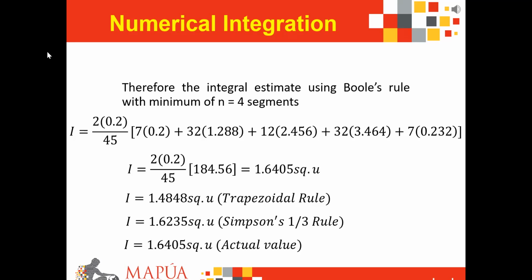This is due to the fact that our given 5th order polynomial is very similar in shape to a 4th order interpolating polynomial function which spans from 0 to 0.8. Hence, we ended up with a very accurate fit for your 4th order interpolating function, giving us a very accurate integral estimate using Boole's rule.